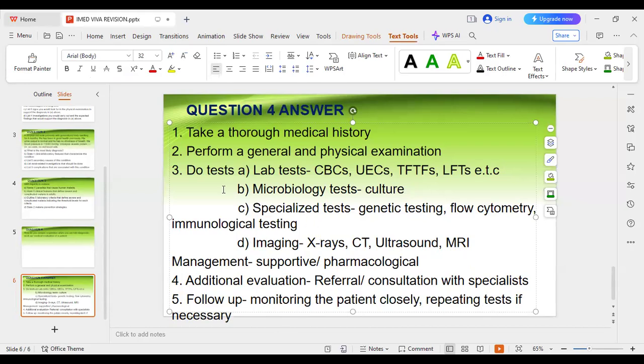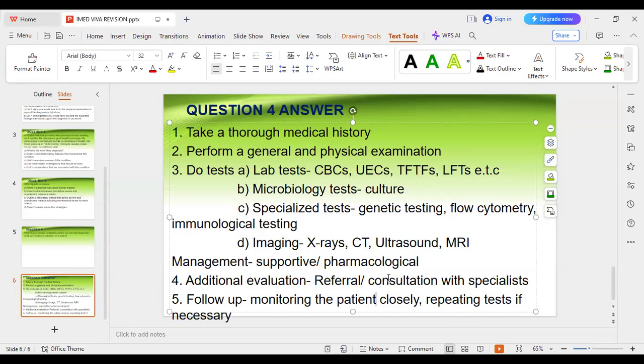Okay. So if you're given a patient with pneumonia and you're told to evaluate this patient, you do a thorough medical history looking for the signs of pneumonia. You have to mention them. Perform a general and physical examination. Then you mention the signs you're going to get in the pneumonia patient. Do the lab tests, give what you'll find, and then go to management. Supportive can also include telling them, for example if an asthmatic, to avoid certain triggers. And then pharmacological, you tell them the drugs they should use.